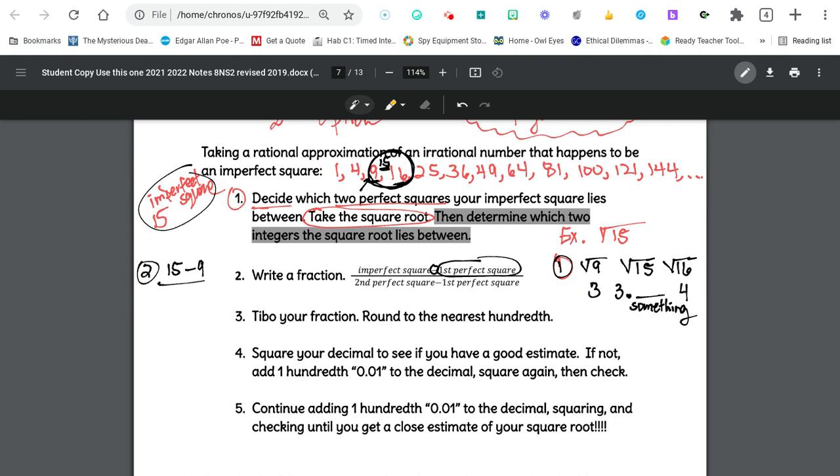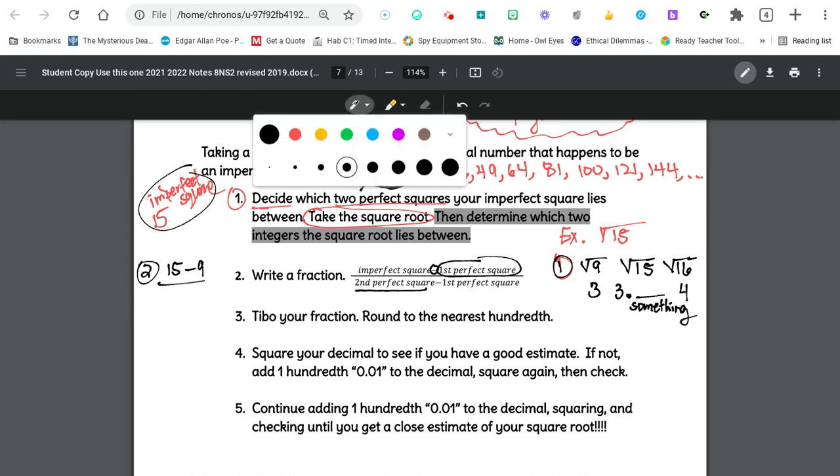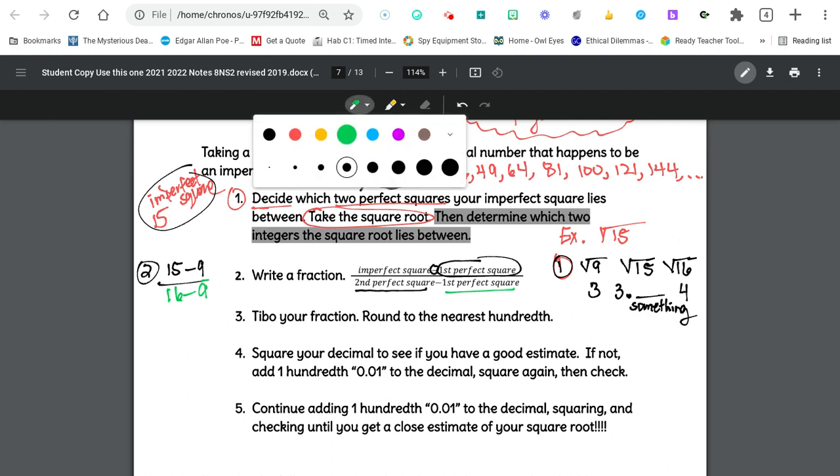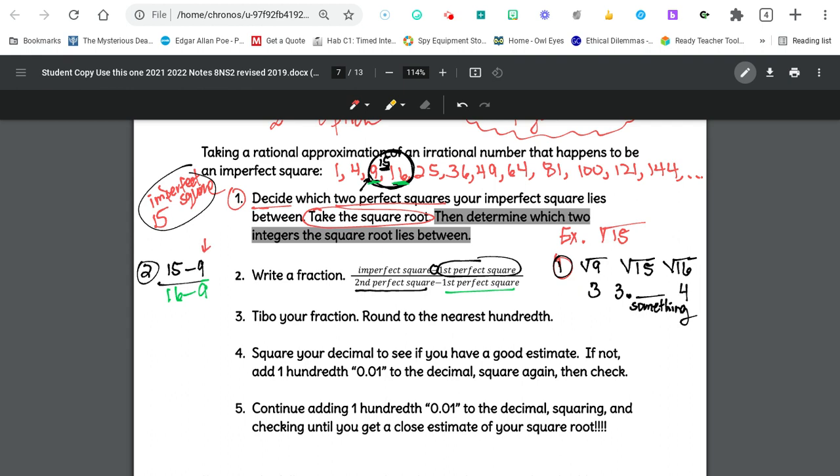All right, and then on the bottom it says take your second perfect square. Again, your second perfect square in this set is 16. And you're going to subtract your first perfect square. The first perfect square in this set is 9. So it tells you which one of these to choose, the first perfect square, the imperfect square, or the second perfect square. But I want you to notice something. Whatever you're subtracting in your numerator, you're also subtracting in your denominator. So if you're subtracting 9 in your numerator, you're subtracting 9 in your denominator as well. All right, so 15 minus 9 is 6, and 16 minus 9 is 7. So in step 2, my fraction is 6/7.